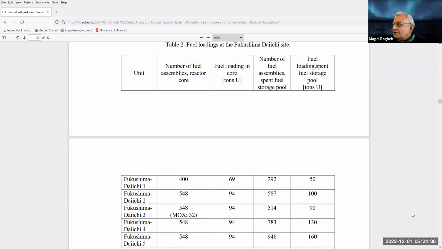As I suggested, the explanation of that fuel, the fires that happened in unit number 4, that was actually unit number 3, is that it had that mixed oxide fuel. Mixed oxide is a combination of uranium dioxide and plutonium dioxide.